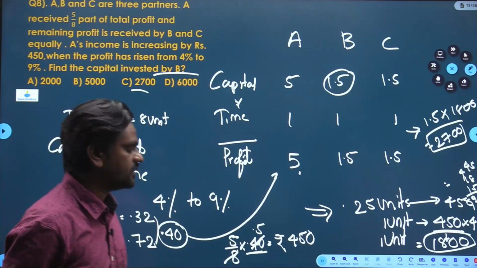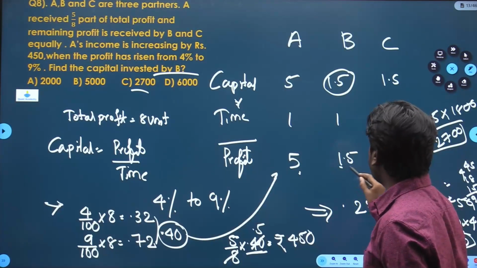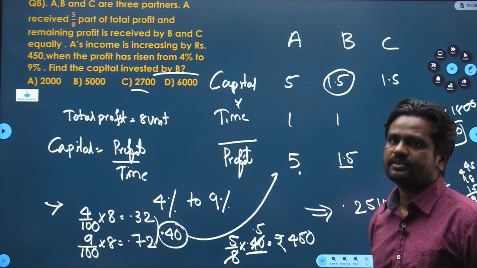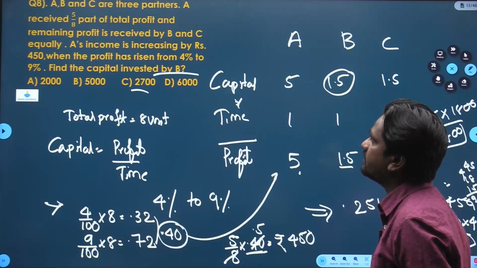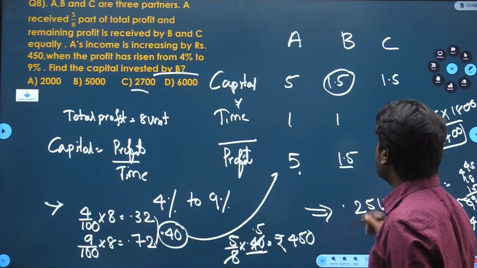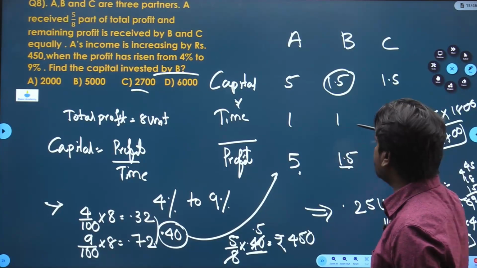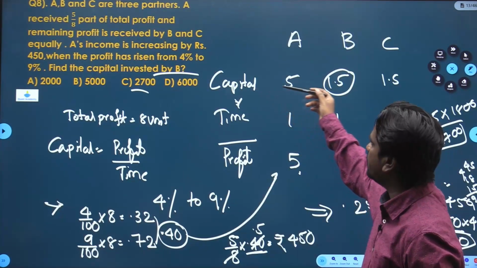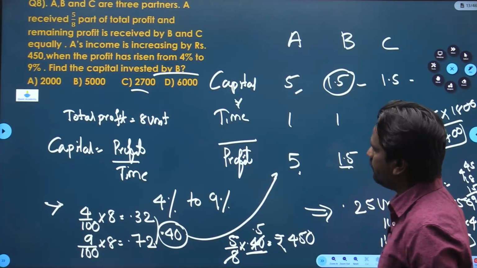Here, step by step, first we found this 1.5 and 1.5. Why? Because out of 8 units, 5 is A's profit, so the remaining profit belongs to B and C. They take 3 parts, and since B and C receive the profit equally, it is 1.5 each. Now we know the time is 12 months, so we found the ratio 1:1. The capital is nothing but profit by time, so we found the capital ratio as well.